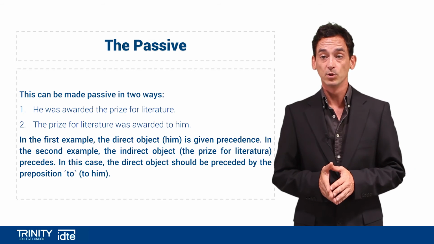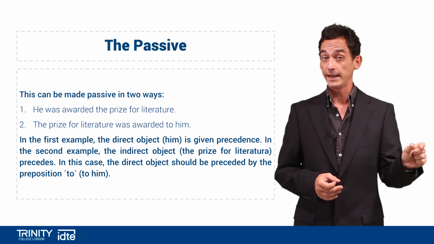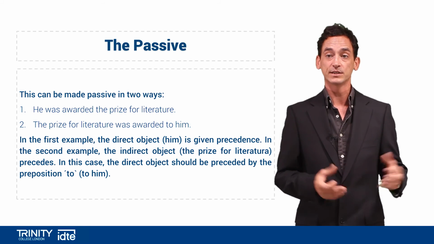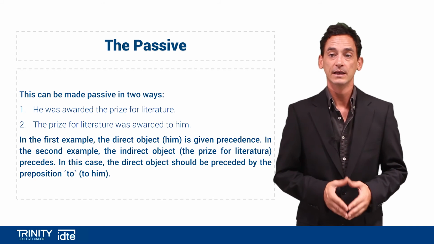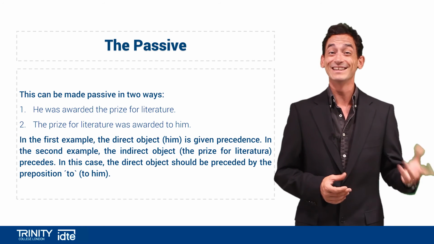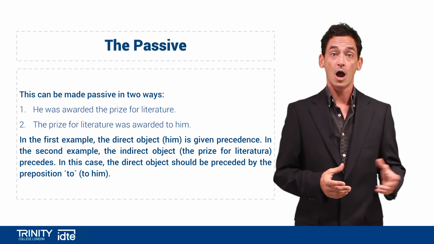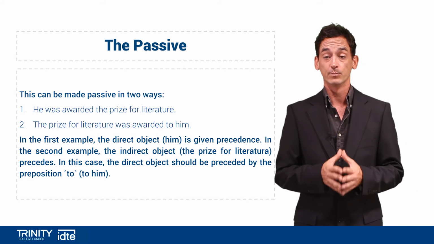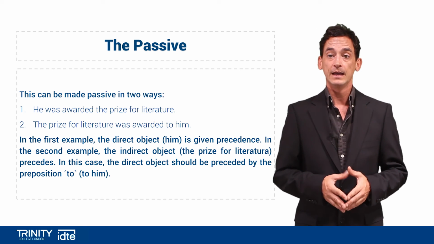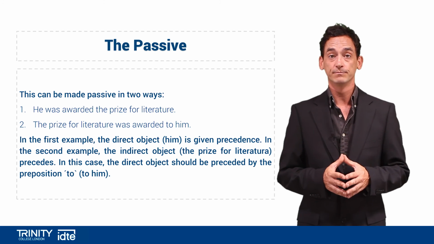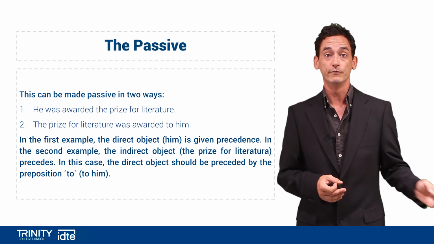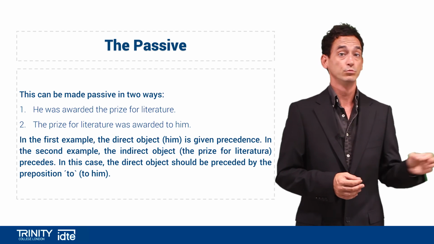In the first example, the direct object, i.e. him, is given precedence in the sentence. In the second example, the indirect object, i.e. the prize for literature, is given precedence. In this case, the direct object should be introduced with the preposition to, so to him.